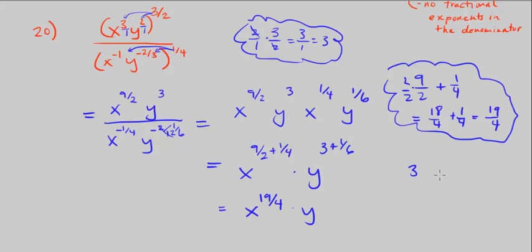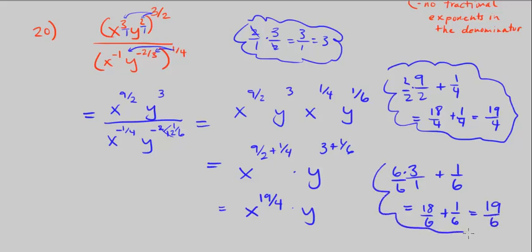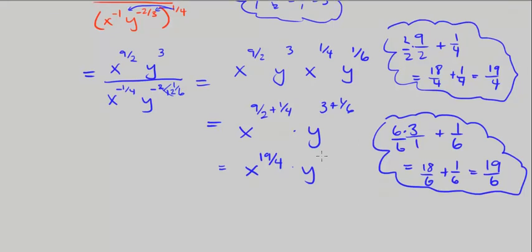And then let's add 3 plus 1 over 6. So this is over 1. To get the common denominator, let's multiply by 6 over 6. 6 times 3 is 18 over 6 plus 1 over 6. That's 19 over 6. Okay, let's bubble this because we just used it to do some work. So this is to the power of 19 over 6.